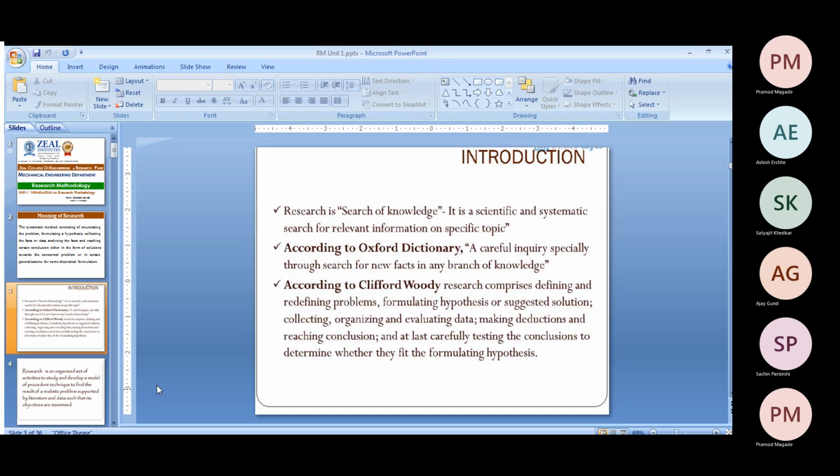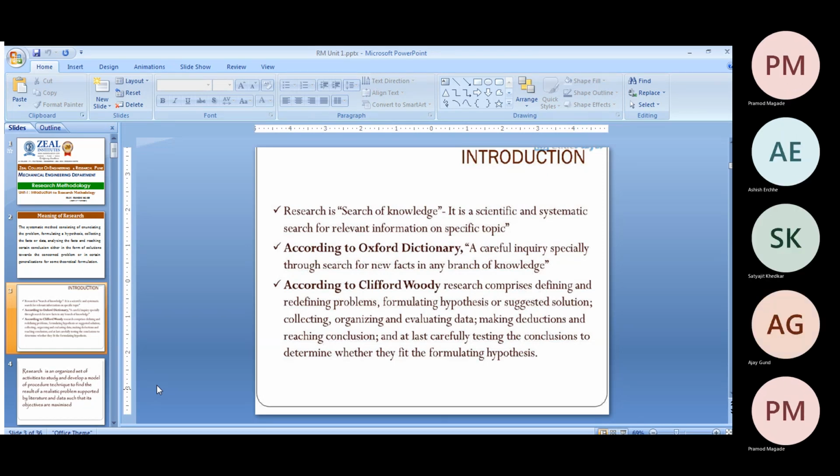Now, according to Clifford Woody, who I think was the first researcher, he defined it this way: research comprises defining and redefining the problem, as I told you, an unending process; formulating hypotheses or suggested solutions; collecting, organizing, and evaluating the data; making deductions, meaning optimization we can say; and reaching conclusions.